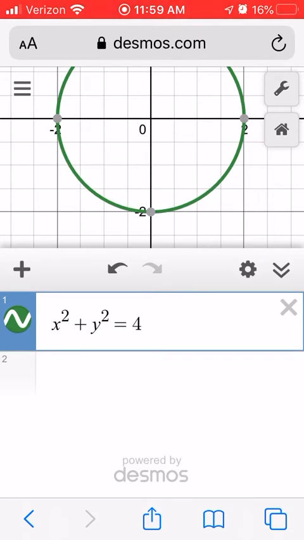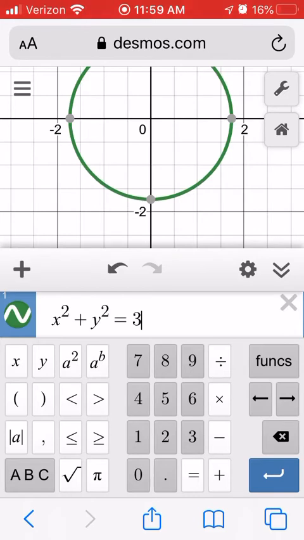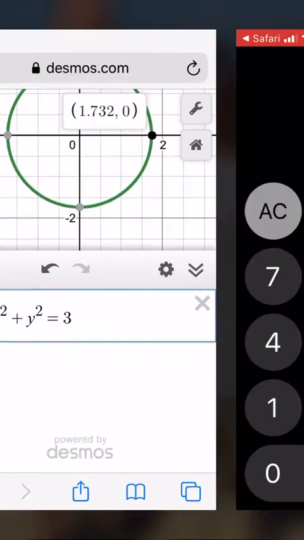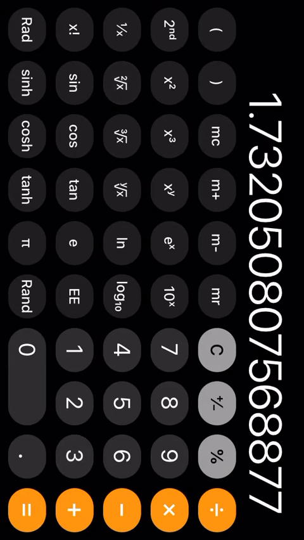Okay, so next I just want to take a look. I want to change the r squared a couple of times. Let's do 3. And you can see it falls at 1.732. If you take the square root of 3, you are going to get 1.732, like in your calculator or the graphing calculator. Actually, I can show y'all that real quick. So if I do 3 and take the square root, 1.732. So there you go.